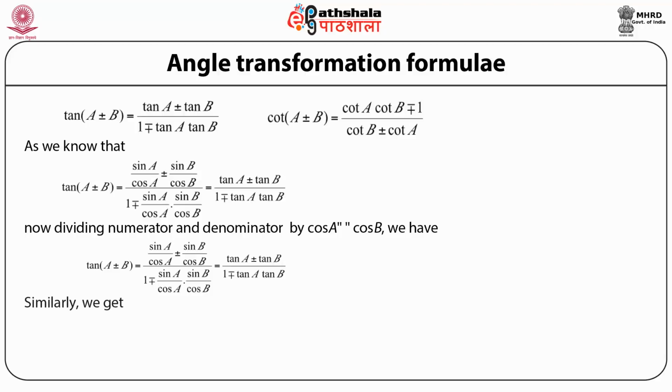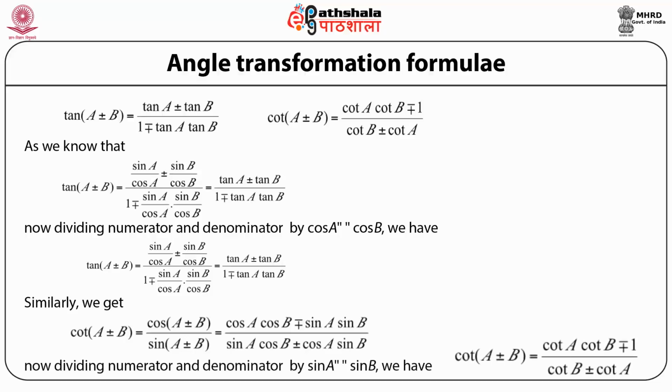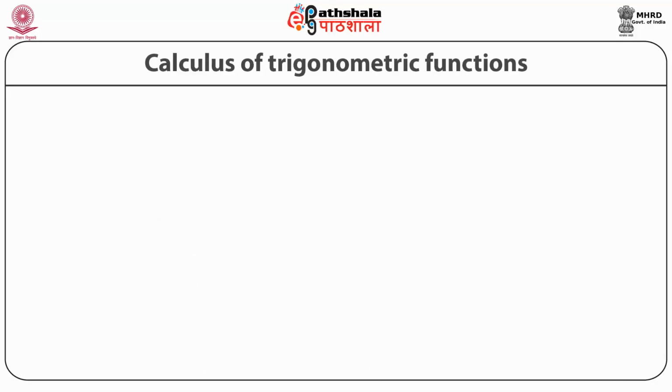Similarly, we will get cot of A plus or minus B equal to cos A cos B minus or plus sin A sin B, divided by sin A cos B plus or minus cos A sin B. Now dividing numerator and denominator by sin A sin B, we have cot of A plus or minus B equal to cot A cot B minus or plus 1, divided by cot B plus or minus cot A.